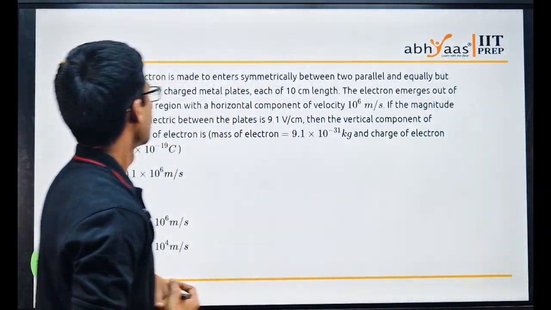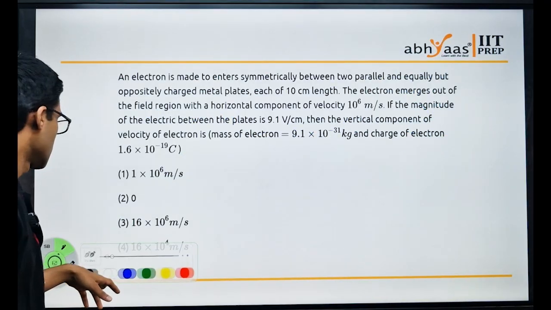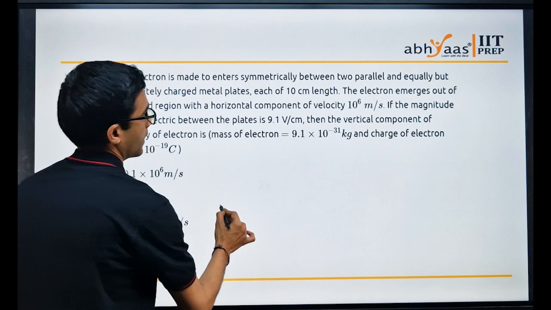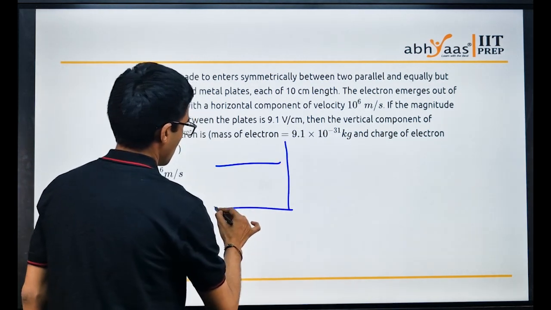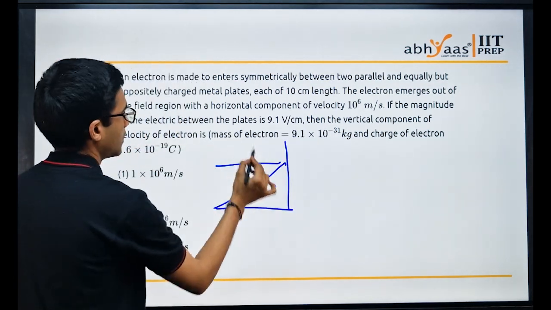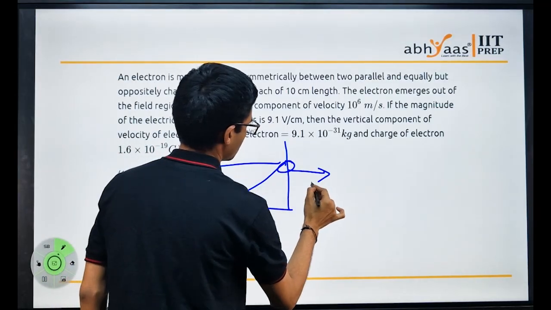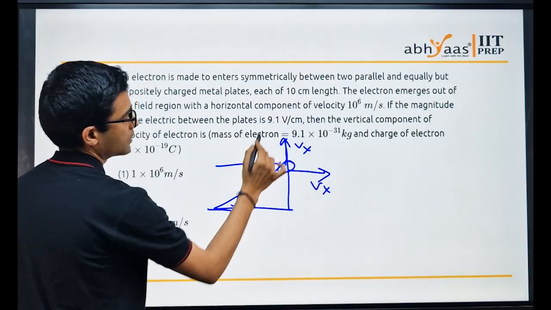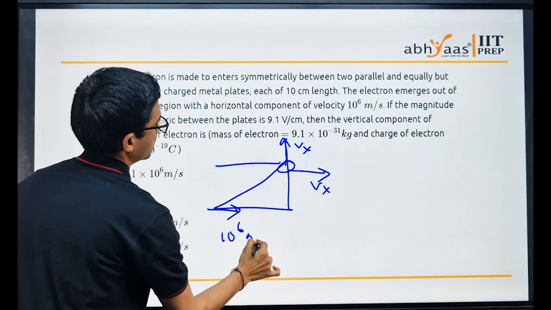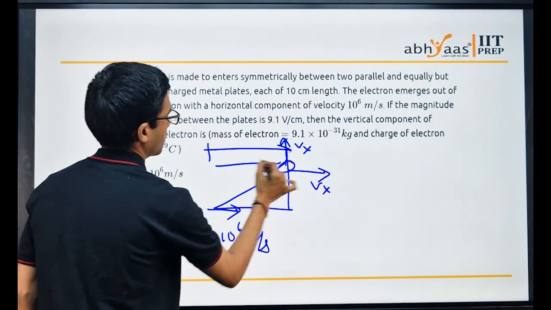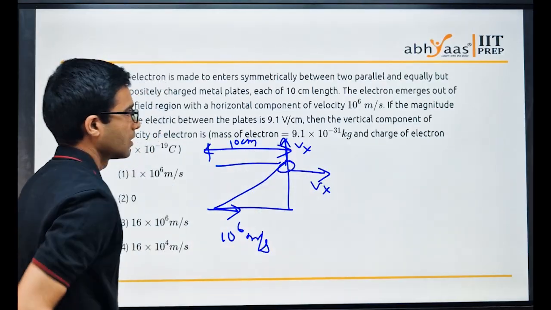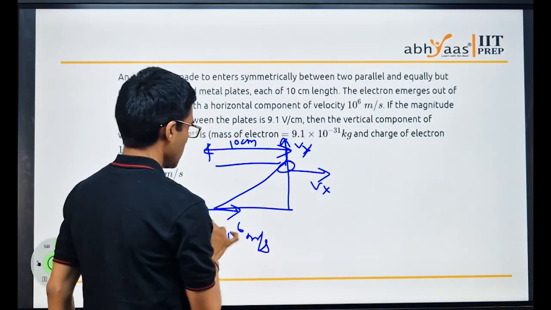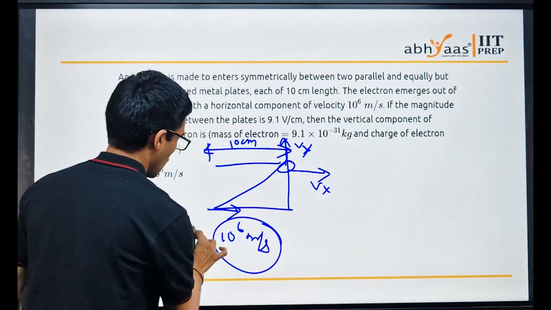Next question: what happened here? An electron is made to enter symmetrically between two parallel plates. Here, if you take two parallel plates, oppositely charged, then Vx and Vy: the horizontal velocity is initially given as 10 to the power of 6, and the length of the plates is given as 10 centimeters. Here we need the final velocity of the vertical component, Vy. Initially there is no vertical component; it is going horizontally only.